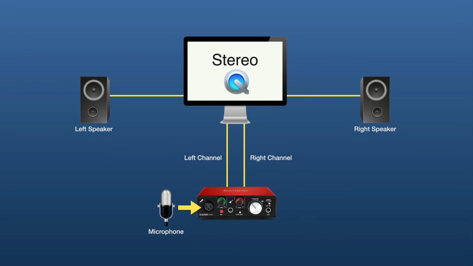Here's the issue. QuickTime Player records in stereo. So when you plug your XLR microphone into a split channel USB interface, like the Focusrite Scarlett Solo, then record in QuickTime Player, the mic audio is recorded on the left channel only. When you play back your recording, your mic audio plays out of the left speaker only. Very annoying. Now, there are ways to fix left speaker-only mic audio after the fact, but they can be cumbersome and complicated and don't always work that well.